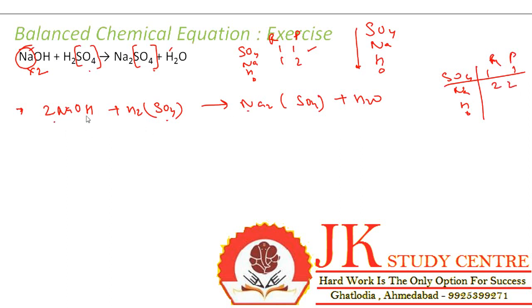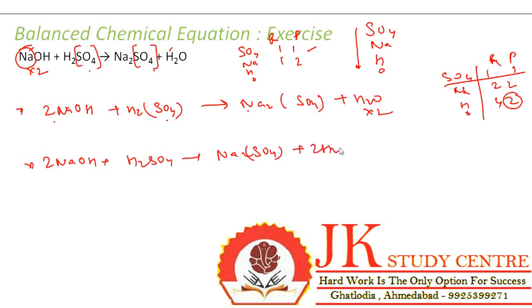Hydrogen, so we have 2 hydrogens here plus 2, 4 hydrogens here. Here we have only 2 hydrogens, not balanced. So let's multiply with 2. 2 into 2 becomes 4, right? So what you get is 2NaOH plus H2SO4 gives Na2SO4 plus 2H2O.